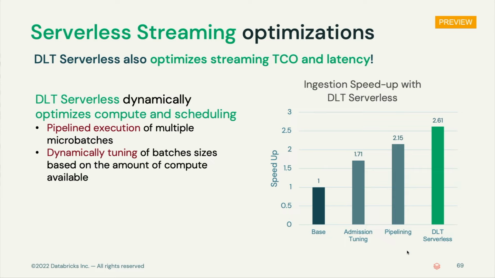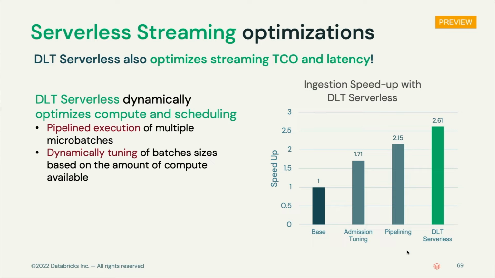So what we did here was we ran a benchmark using that Autoloader source that we were talking about before, and we were ingesting a huge data set. Autoloader backfills are where you have terabytes to petabytes of data and you want to read them into Delta. This is often a big tuning pain for customers. How do I make it run fast enough? How do I make sure I'm spending as little money as possible? And DLT serverless does this automatically.